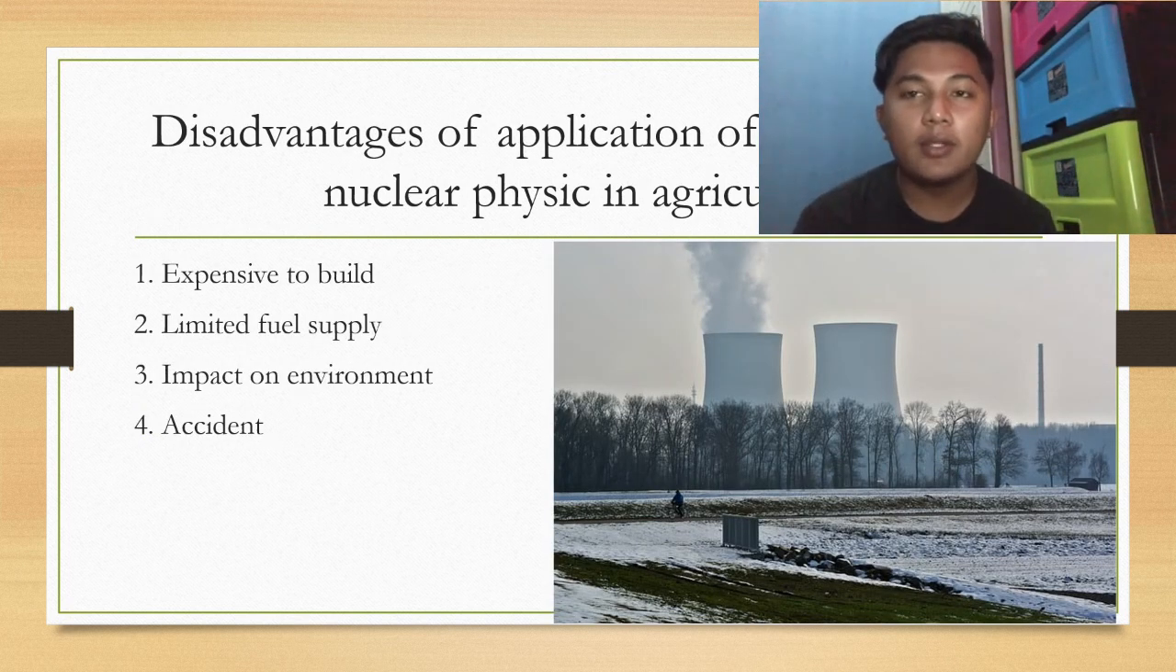So the disadvantages of nuclear power, the first is that it is expensive to build. Despite being relatively inexpensive to operate, nuclear power plants are incredibly expensive to build, and the cost keeps rising. From 2002 to 2008, the estimated cost to build a nuclear plant grew from $2 billion to $9 billion, and power plants often surpass their cost estimates.